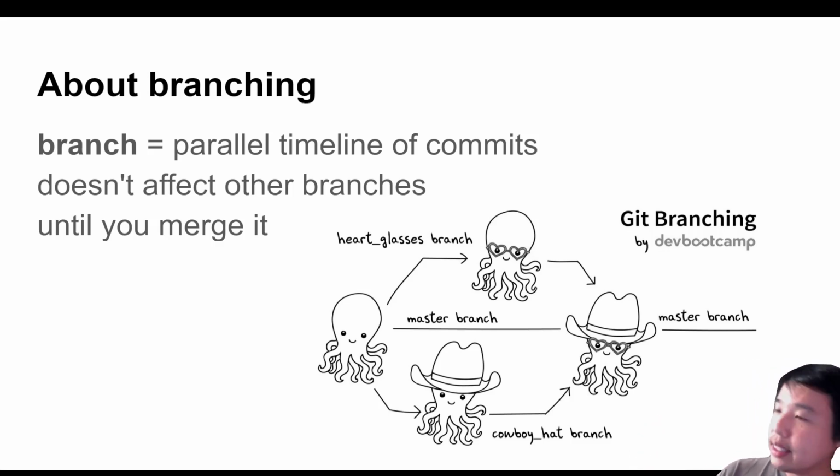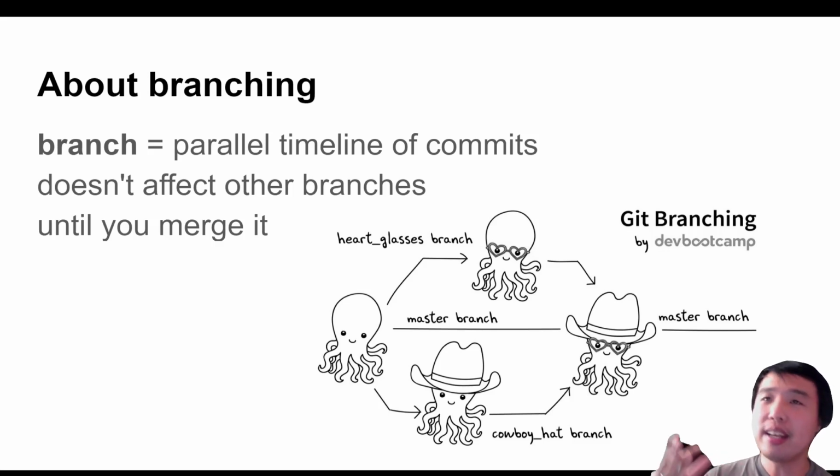So for instance, here you can see this cute little diagram. We start with a master branch over on this left side of the diagram. It's just a cute little octopus. And then maybe someone works on painting cute little heart glasses for the octopus, and then someone else draws a cool little cowboy hat for the octopus. And these are two separate features that people are working on, and you're not interfering with each other.